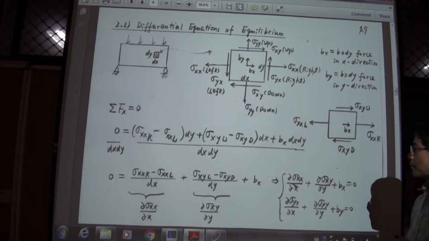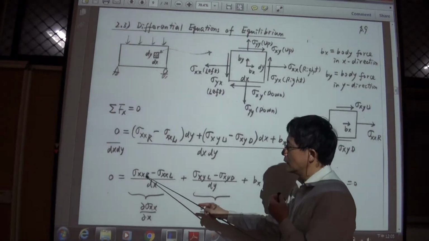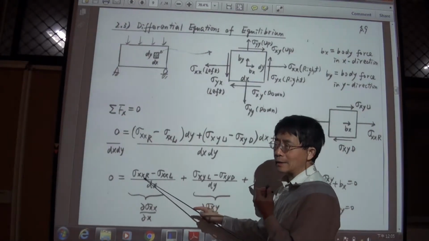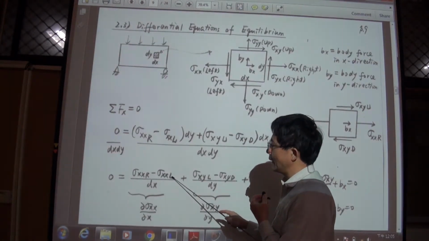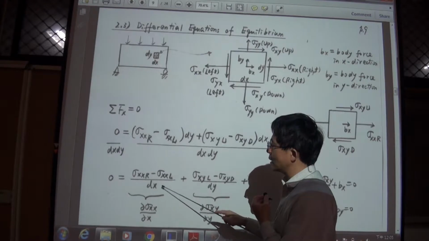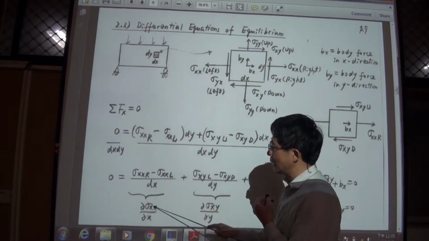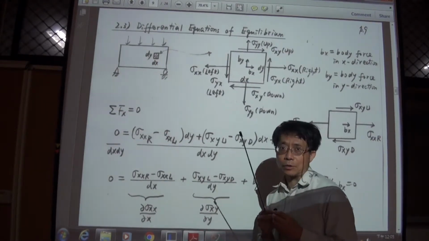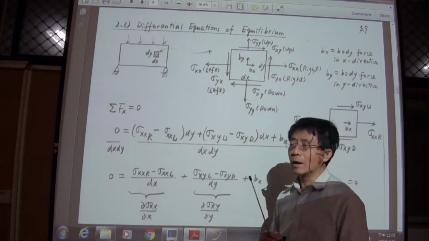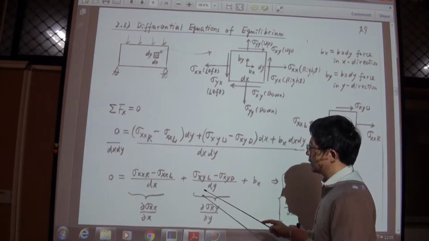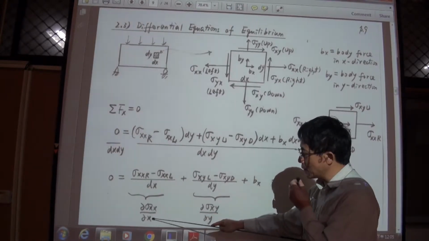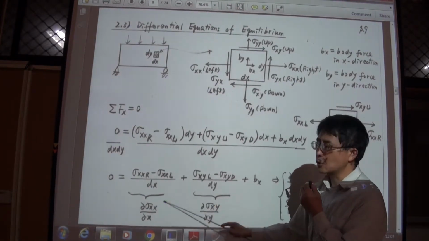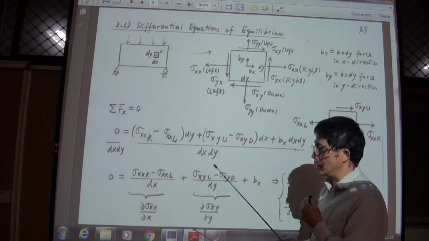And now, this is the stress sigma xx on the right hand side. This is sigma x on the left hand side. When they are subtracted from each other and divided by dx, we say that it is just the differentiation. Okay? So we have this one replaced by partial sigma xx over partial x. We will expand this term later.